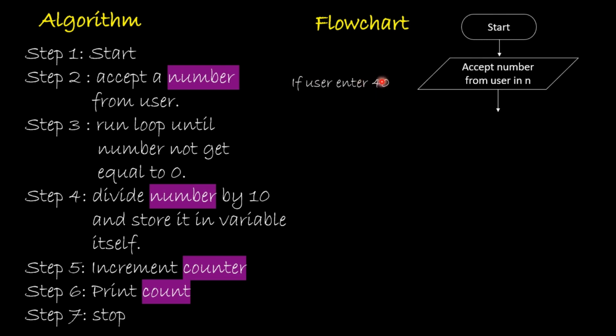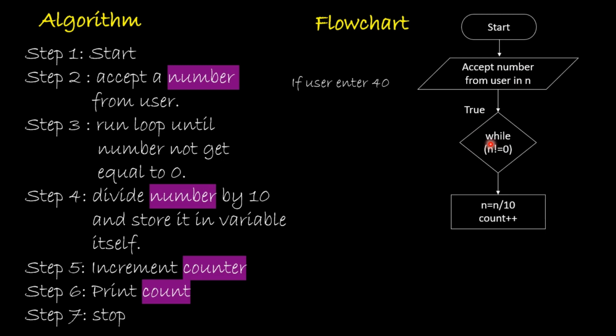So the next step is to run the loop. We are going to run a while loop. Now the condition is n is not equal to 0. Until and unless n is equal to 0, you have to execute this loop. Now let's check what is the value of n now. 40, right? Now 40 is not equal to 0. This condition will get true, and the control will enter into the loop.